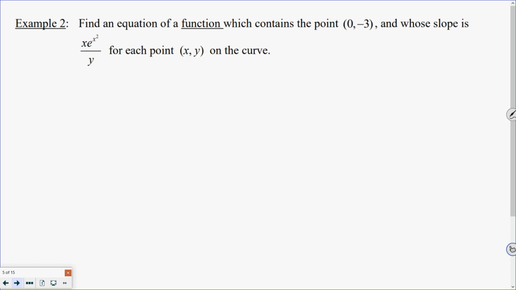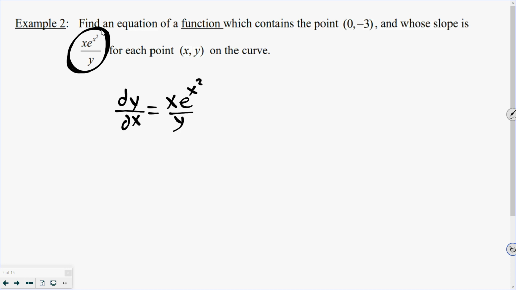So we want to find an equation of a function which goes through the point (0, -3), and whose slope is x times e to the x squared over y. Well, this is kind of tricky because this is not written as a differential equation, but it does tell me that the slope of my function is this. Well, if the slope equals that, that means dy/dx equals that. So dy/dx equals x e to the x squared, or over y, sorry, I almost forgot the y.